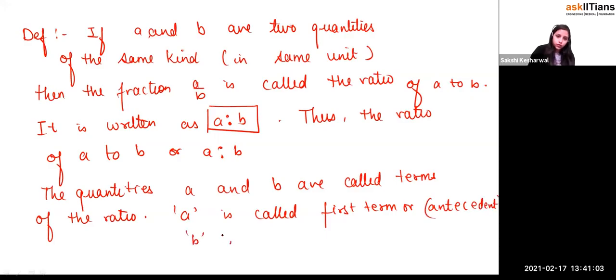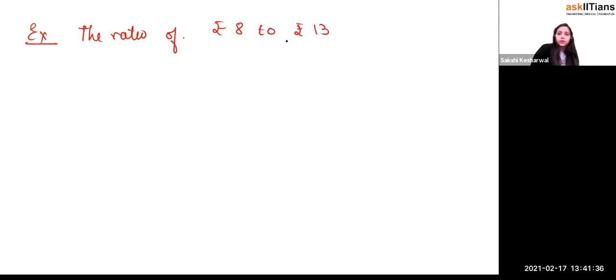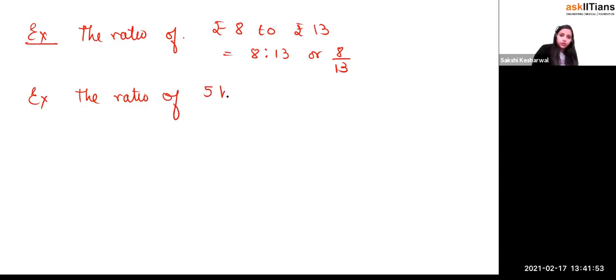And B is called as what, beta? B is called the second term or consequent, right? Consequent. This is how it is written. For example, if I want to do the ratio of rupees 8 to rupees 13, this can be written as 8 ratio 13 or 8 by 13, yes or no? Yes. Or the ratio of 5 hours to 11 hours can be written as 5 ratio 11 or 5 by 11, right?